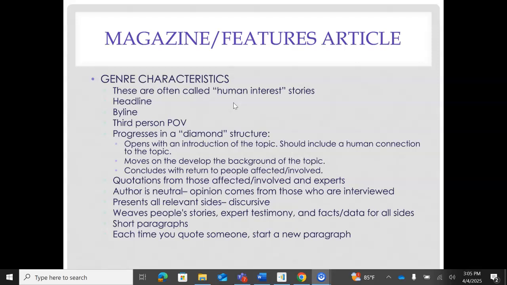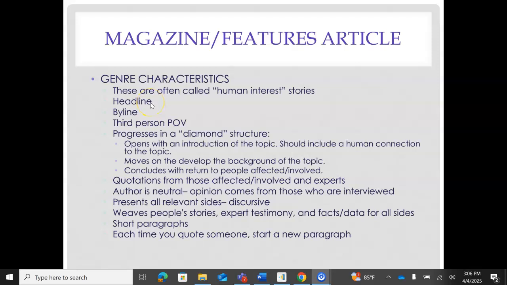Magazine articles, on the other hand, can appear in a magazine or a newspaper, but they don't necessarily deal with current events or something that happened yesterday. They are stories about how people live their lives. Since we call them human interest stories, think about what interests humans. Humans tend to be interested in stories about other people.